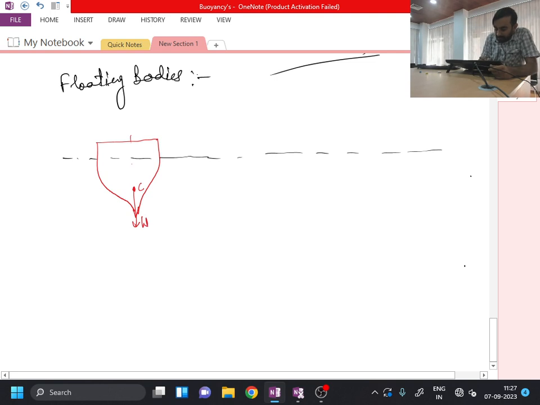where weight is acting in downward direction, and at this point, say, my B is there, the center of buoyancy, where the buoyancy force is acting in the upward direction. Okay, so now this is a stable situation for a floating body.